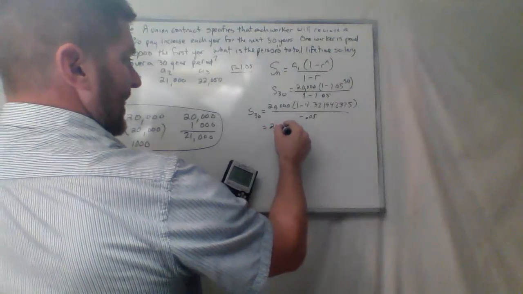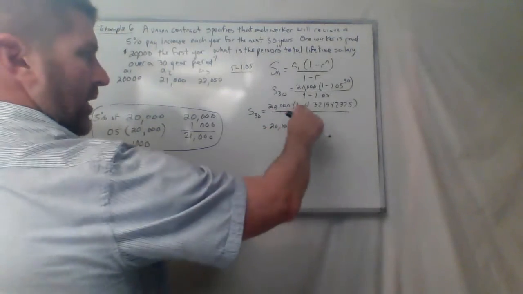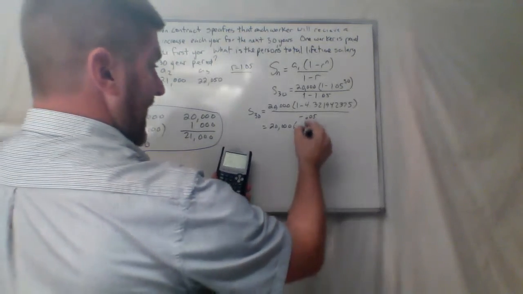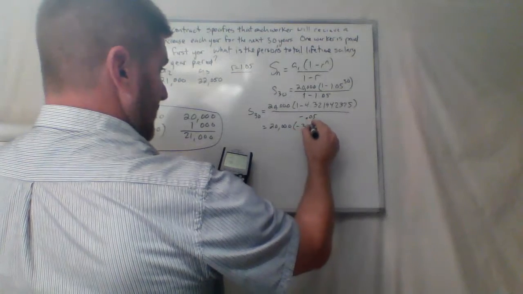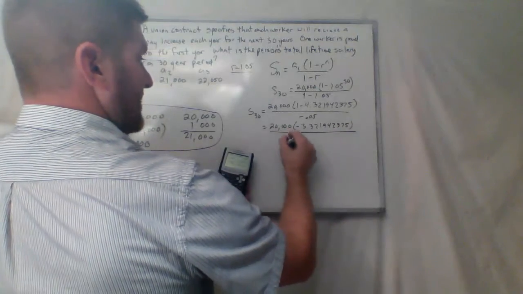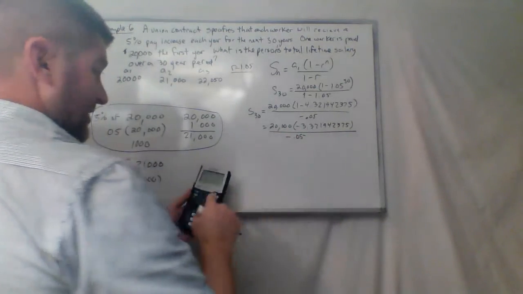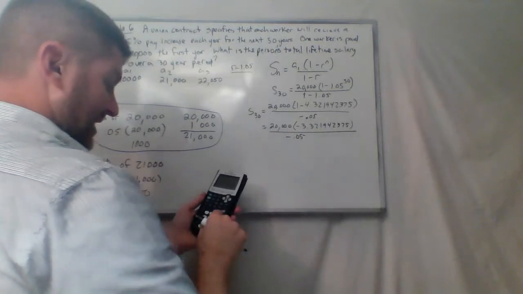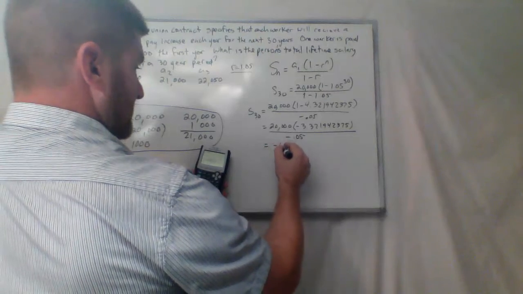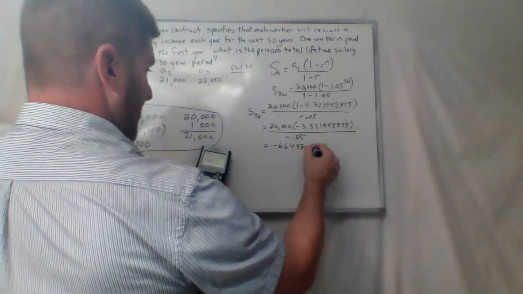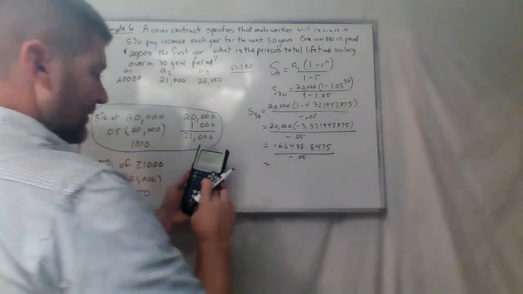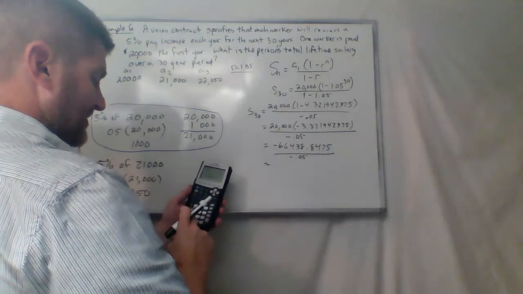So that's going to be 20,000 times, what's 1 minus this number? I'm going to go 1 minus second negative for the answer above, and it's going to be an exact negative 3.321942375 over negative 0.05. Now I'm going to go 20,000 times this. So times 20, 1, 2, 3 for the 1,000. And I get negative 66438.8475 over negative 0.05.